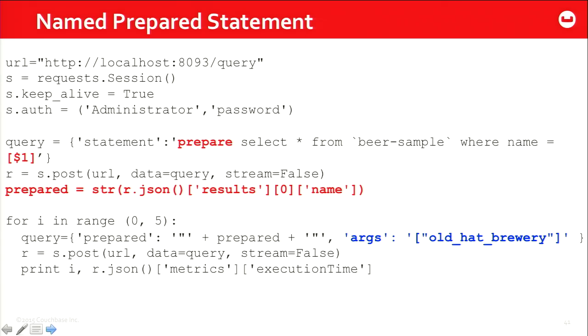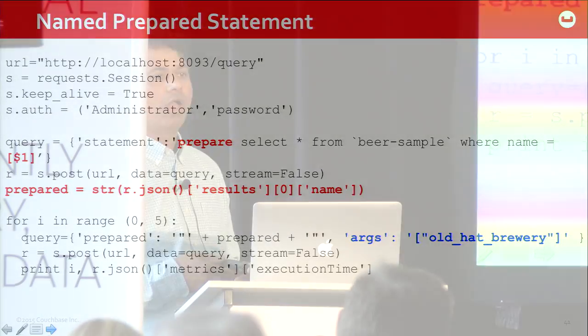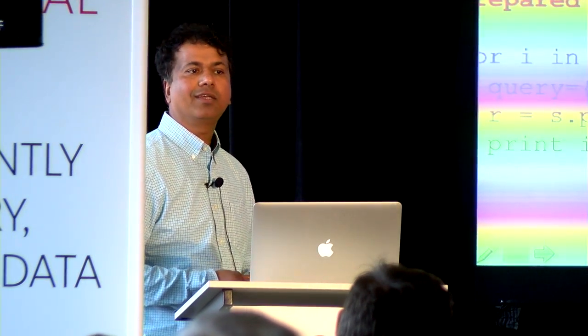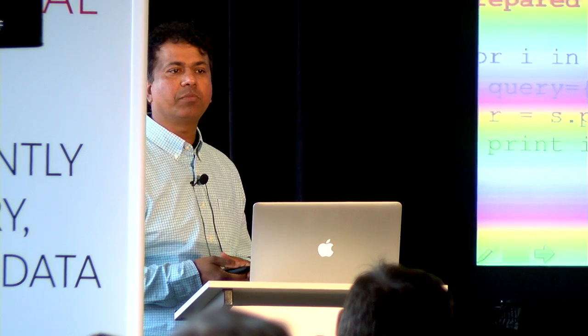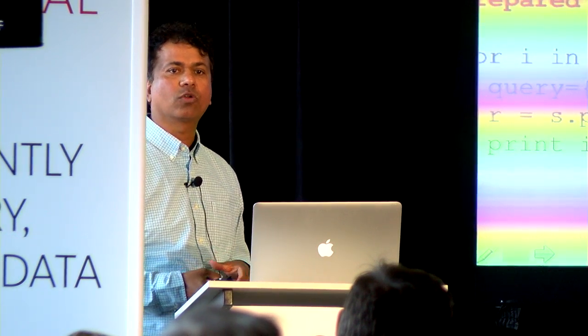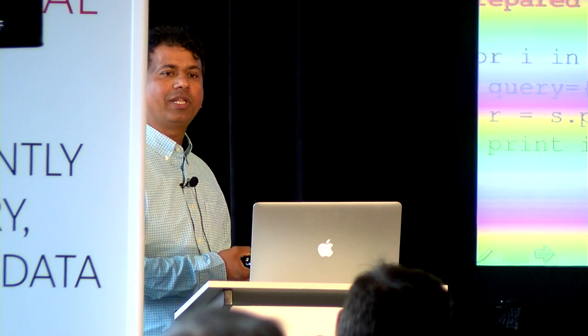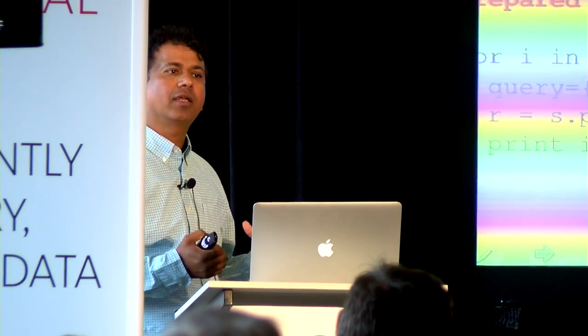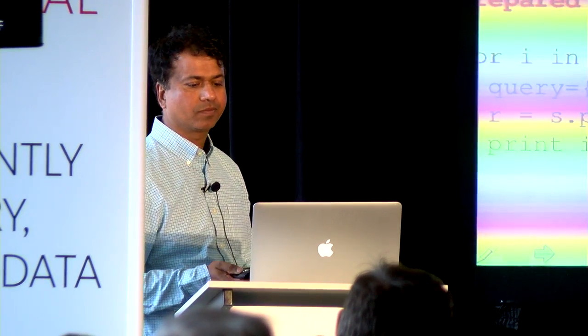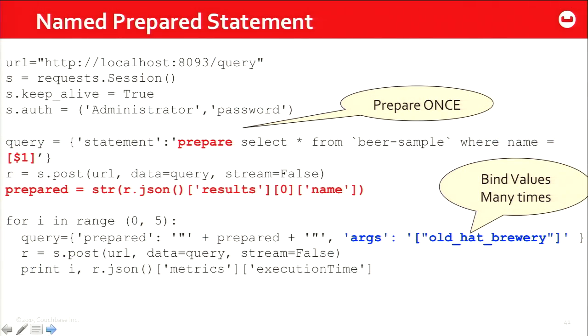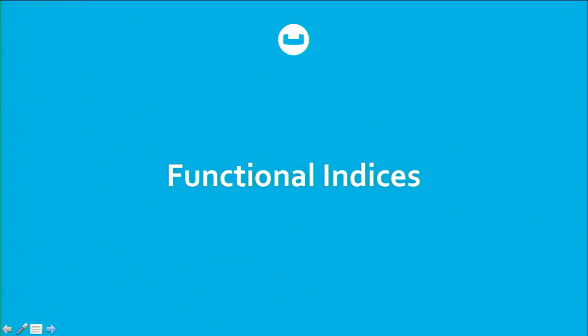We have seen significant latency improvements, anywhere from 10% to 30%, depending on the complexity of the query. If your query is running for 10 minutes, the savings are not much. If your query is running for 2 milliseconds, 5 million times a day, the savings are significant. Prepare once, bind and execute many times. That's the model.